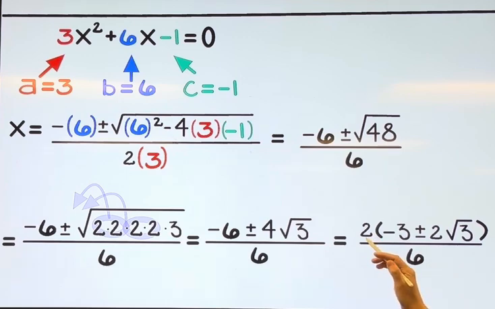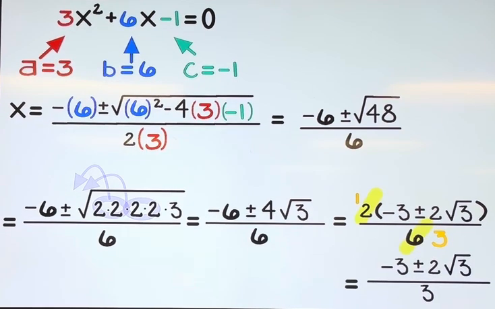All right, you could redistribute to verify that. 2 times -3 is -6. 2 times 2 root 3 is 4 root 3, over 6. And now that I have multiplication in the numerator, I can cancel. So this 2 cancels with this 6. And then that is going to become 3, right? 2 fits into 2 once. 2 fits into 6 3 times. So I end up with -3 plus or minus 2 root 3 over 3.